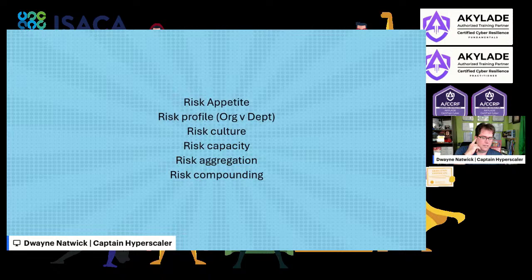Risk compounding is a little bit different. Let me just make sure. So aggregation is, I was handling that right. Different departments assess the risk, and we could handle multiple risks with one control. That's the risk aggregation. The risk compounding is one risk may make another risk worse.